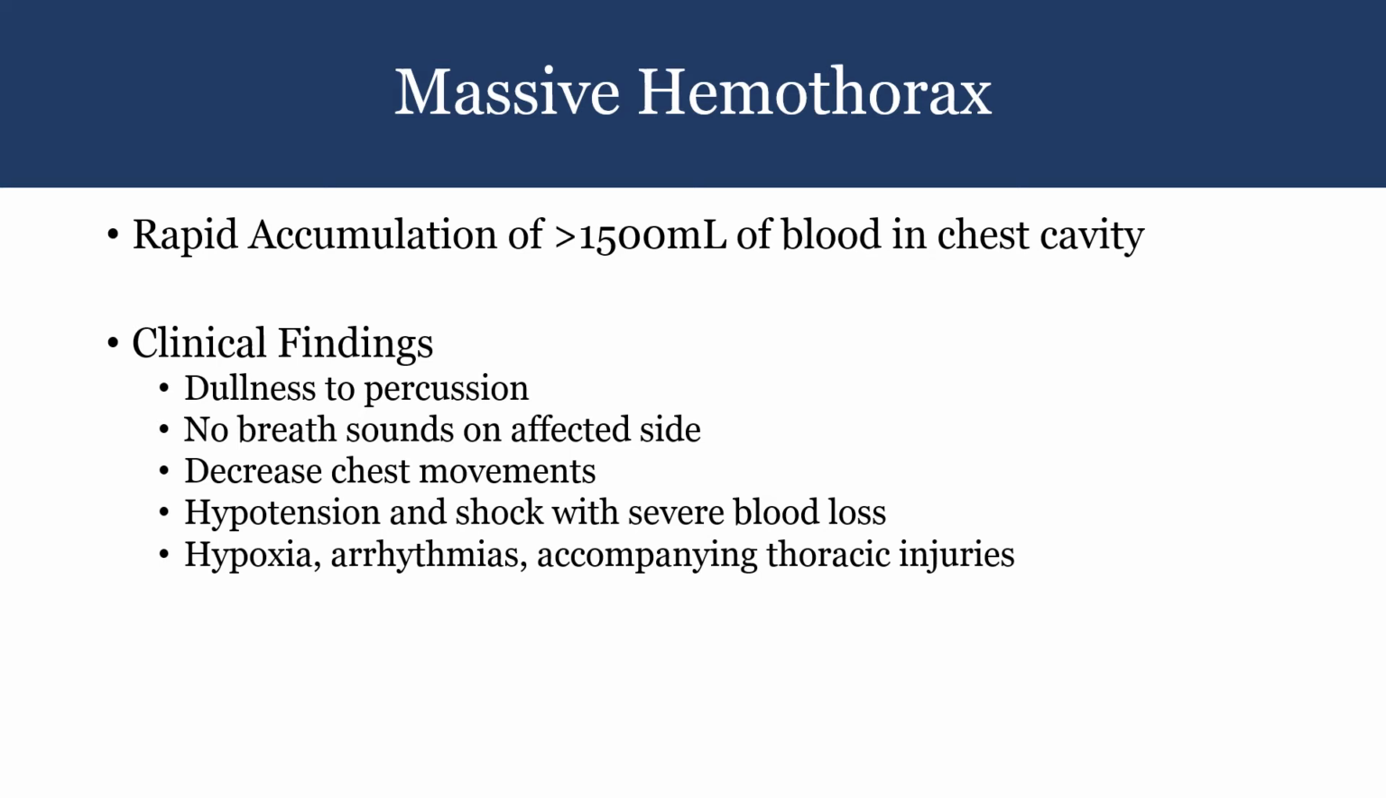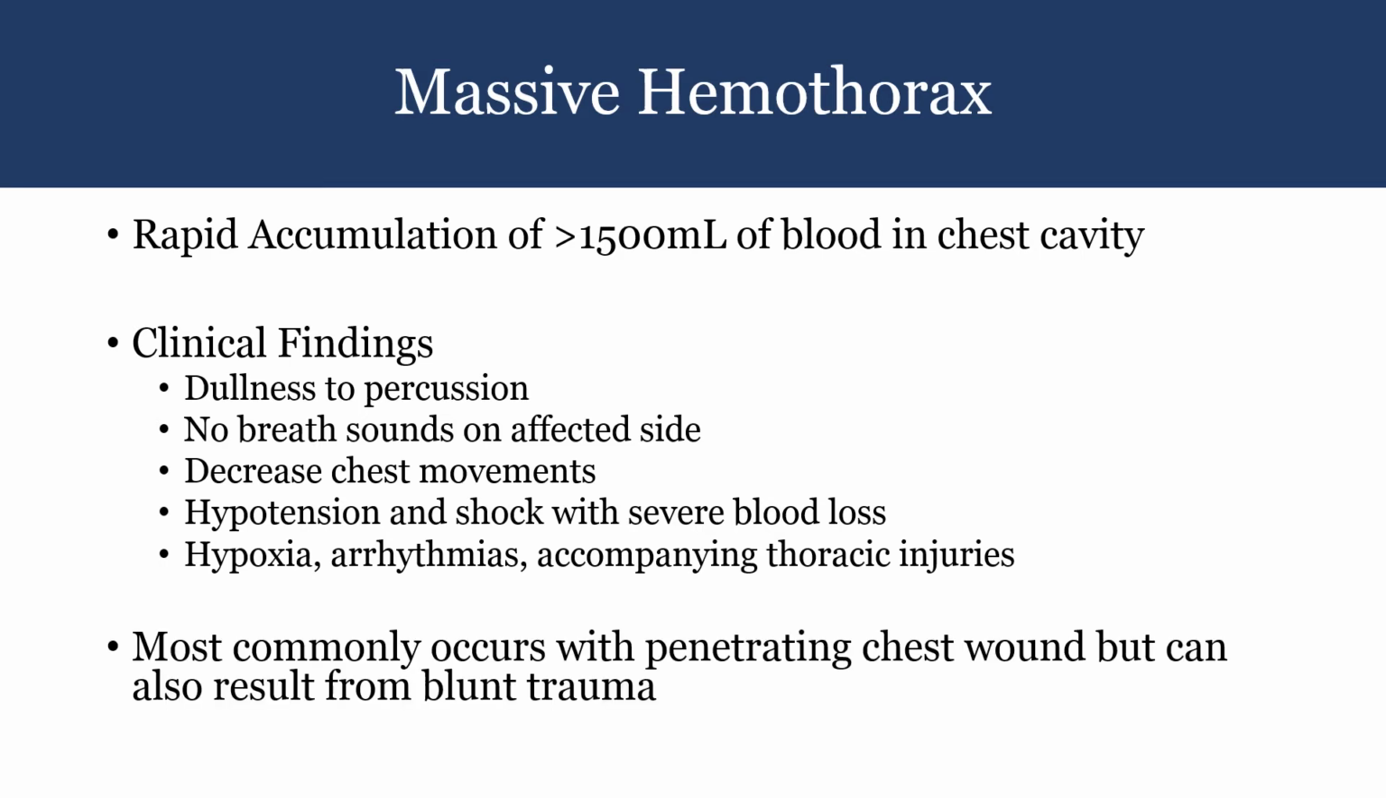Clinical features of massive hemothorax: one, we have a dullness to percussion because this is all fluid filled. So when we percuss on the affected side, it is very dull. You have no breath sounds on the affected side because the lung has collapsed. Decreased chest movement on the affected side. Hypotension and shock, secondary to the severe blood loss, but also the impaired venous return. And then you will have hypoxia, arrhythmias, and sometimes you can have accompanying thoracic injuries.